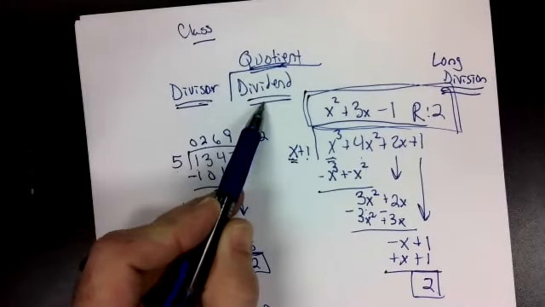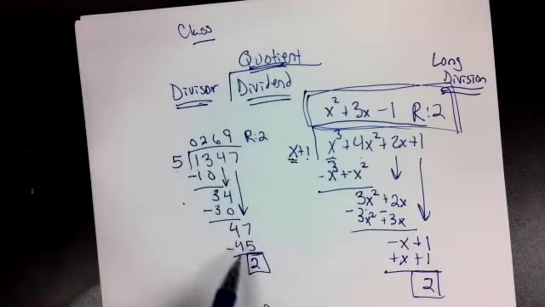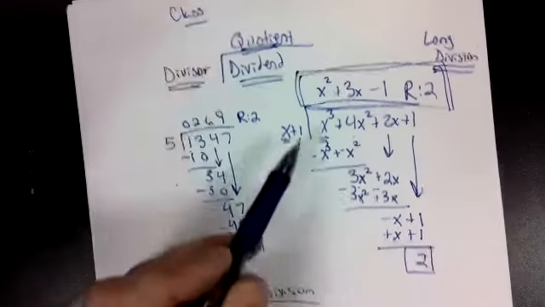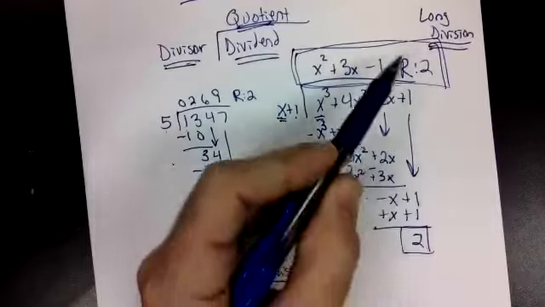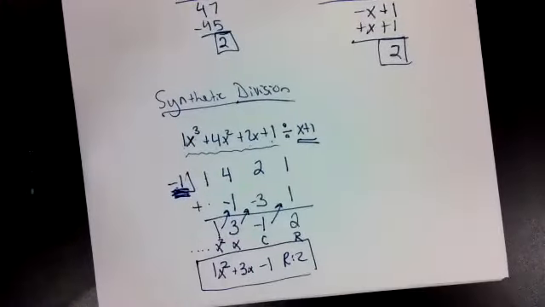Remember the definitions. The dividend is the number you're dividing. The divisor is what you're dividing it by. The quotient is the answer. We worked through an example with whole numbers, then a long, ugly problem with polynomials, and I walked through the first example of synthetic division.